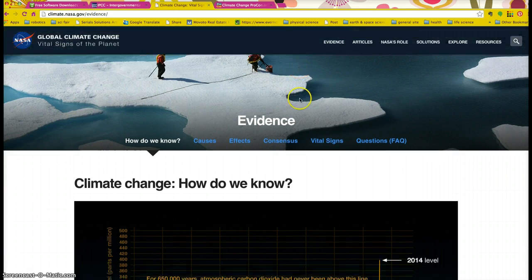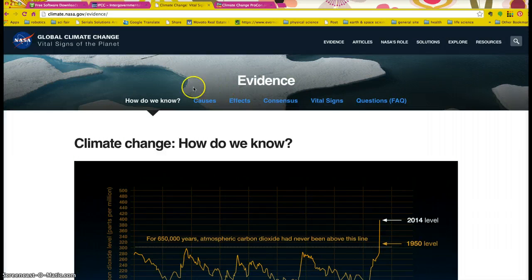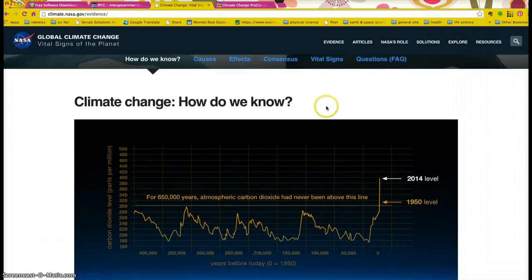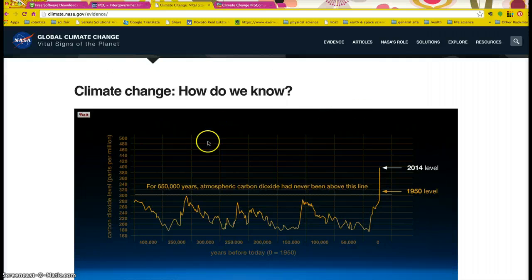Okay, and we have some very nicely organized evidence, causes, effects, vital signs. And there's a really nice graphic here. So let's take a look at the graphic. It gives carbon dioxide on the left axis, on the y-axis, in parts per million. And it gives a long history of the Earth. Here we are at point zero. We go back 400,000 years.